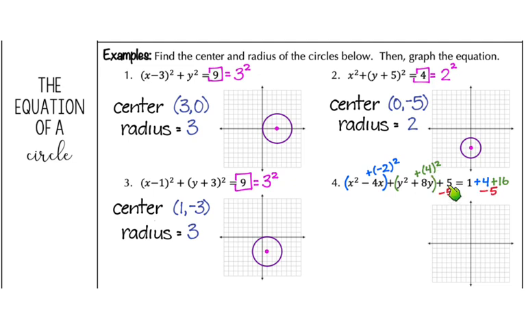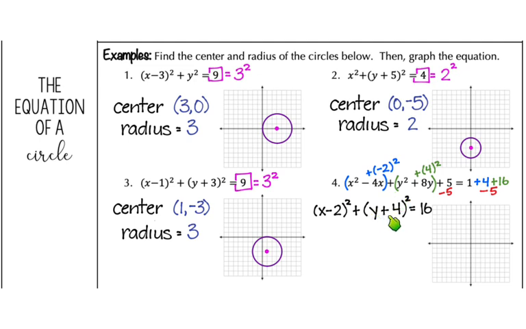And outside this 5 that was just sitting here, we don't want any constants over here, so I'm going to subtract 5 to the other side. I can now write the equation in its standard form, which is x minus 2 quantity squared plus y plus 4. Whoops, there should be a little square there. Hold on a second. Here we go, now it's fixed.